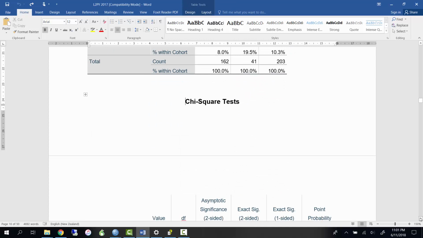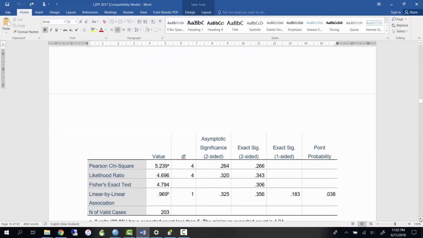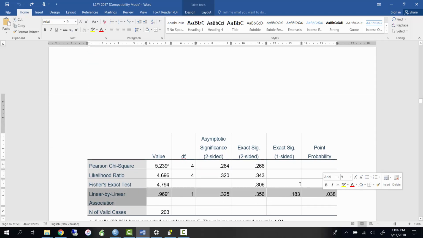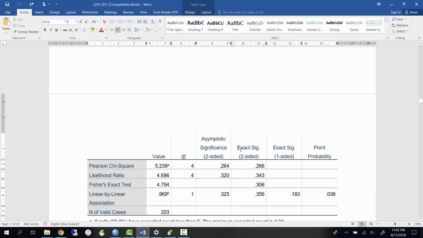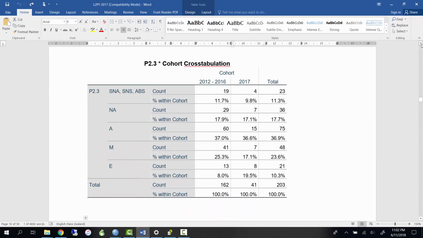What we're going to be using while we're down here is a thing called the chi-square test. And we're going to be using in particular the linear by linear association chi-square test. So that's that row. And we are only interested in the exact significance, two-sided, that column. So in fact, we're only interested in one number, that number there, 0.356. Let's remember that number. So if I scroll up, I'll tell you what that number means.